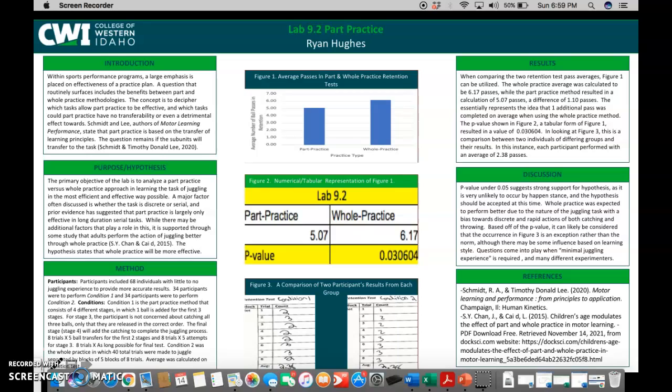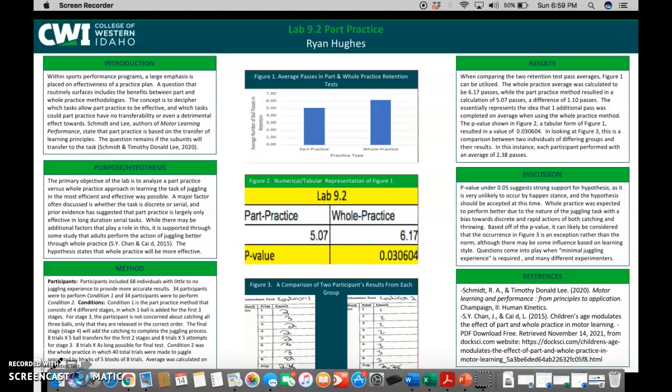The p-value also supports the fact that because it is underneath 0.05, the results are not just happenstance. We're very likely to run into these results again. If we were to run another 68 participants that perform this task, we should expect to see similar results. So this is not a fluke. I'm very comfortable in stating that this experiment does support this hypothesis.